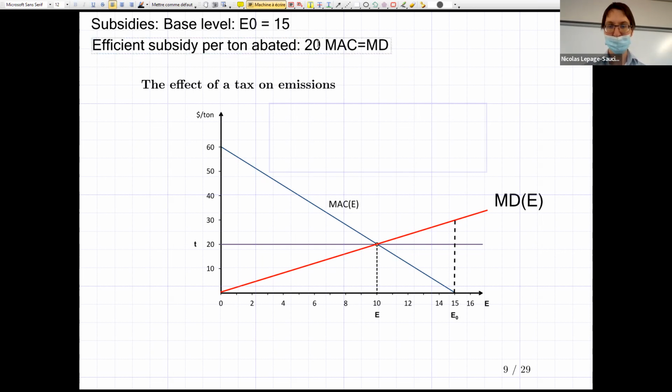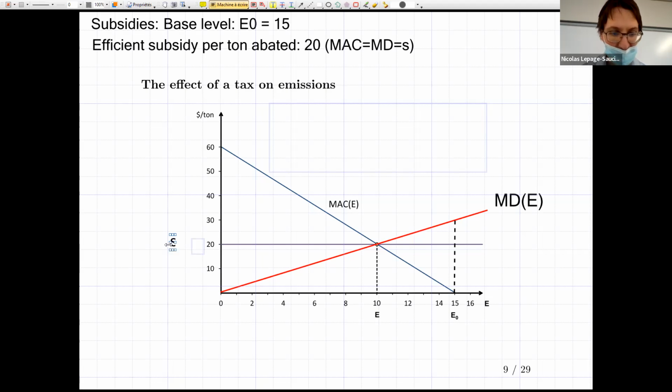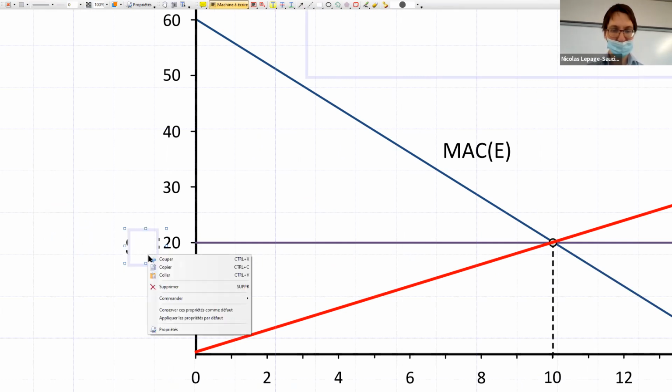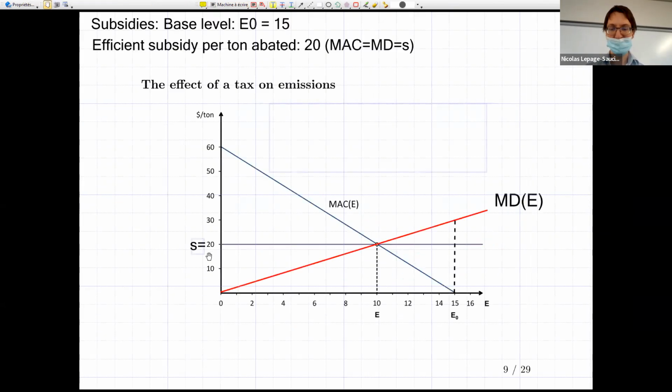Then we're going to see all the subsidy. So here we will have a subsidy, rather than T. Yes. Okay. Good. So that's this.